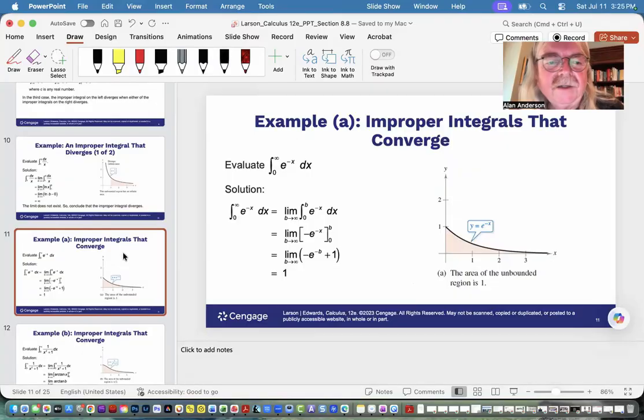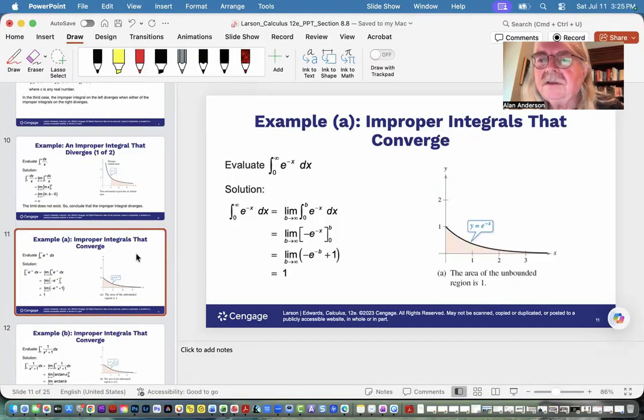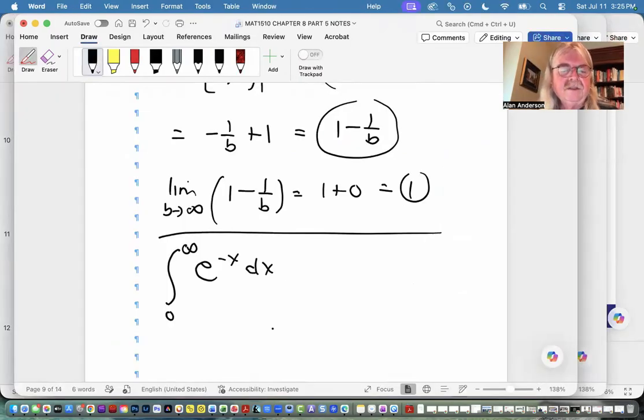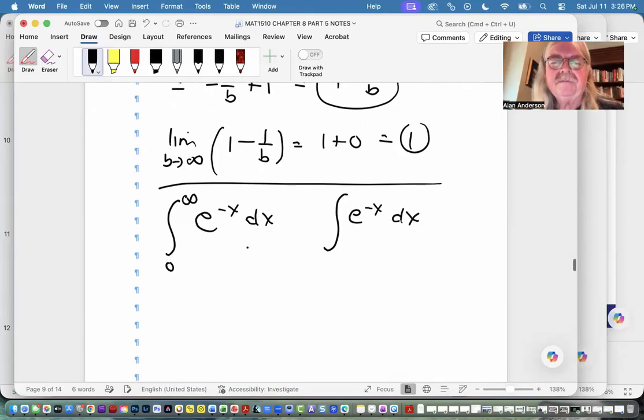Let's see what we get here. Instead of 1, oh, actually, just by ridiculous coincidence, it's also 1. But all right, let's see how we got there. So first things first, let's remind ourselves if this was an indefinite integral, we could solve this with u substitution. U would be, sorry, it would be the minus x.